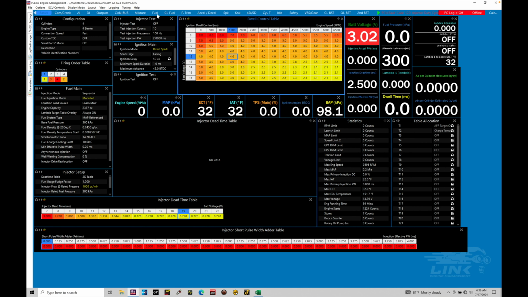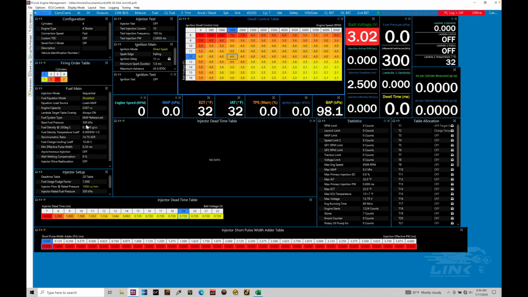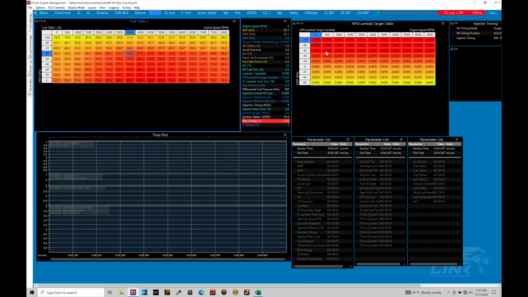That's going to be a combination of our target lambda table multiplied by our fuel stoich value that we place here. This is based on the fuel type that we're actually calibrating and tuning with. So for example, if I set it at 14.7, that means I have pure petrol fuel in my fuel system. So if we understand the air mass, we can tell the Link what we want to run for a target air fuel. We can calculate a fuel mass.